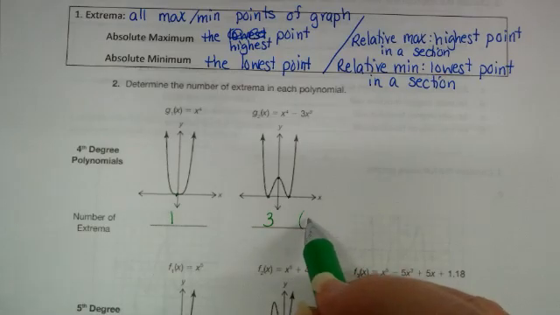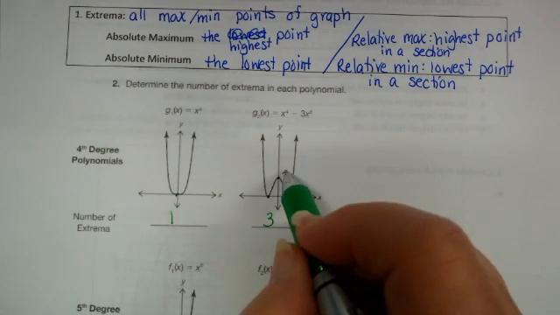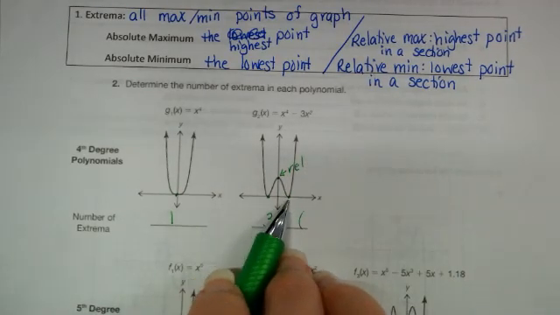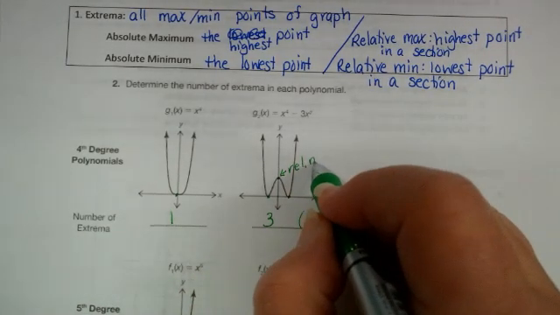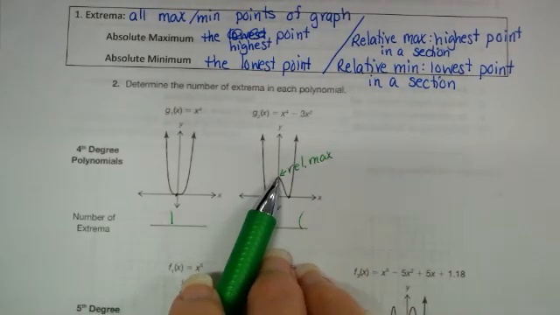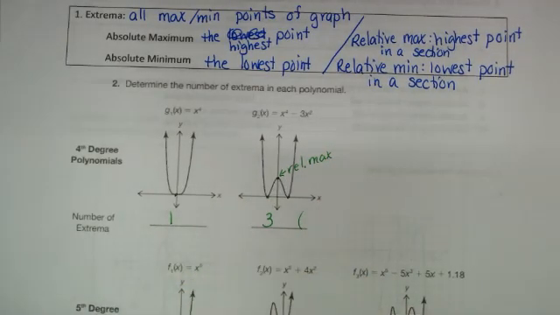Notice this graph, it's still an x to the fourth graph, but it has 3 extrema. Notice these 2 represent minimums, and this one in the middle represents a relative maximum. It's not the highest point of the whole graph, it's just the highest point in this section of the graph.